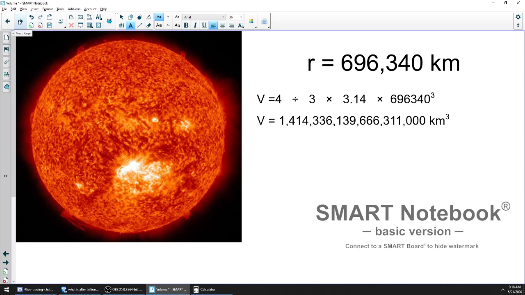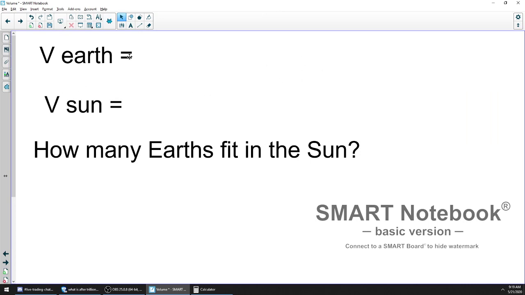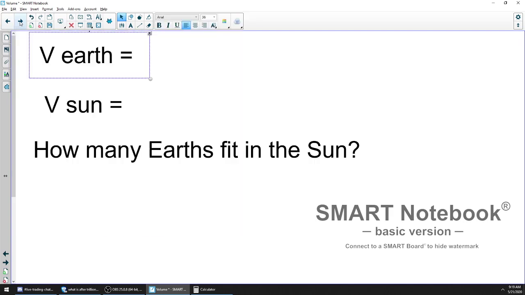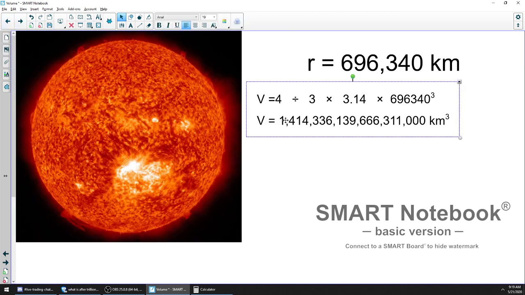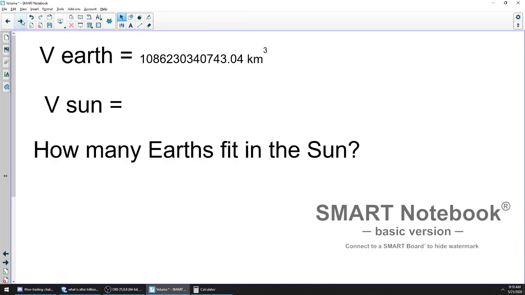Alright. Now let's think about this. We know the volume of the Earth, the volume of the sun. How many Earths do you fit into a sun, though, if you wanted to? Let's see. First, what is my volume of the Earth? We know the volume of Earth is this number. I believe it was 1 trillion. How about the sun? 1 quintillion.